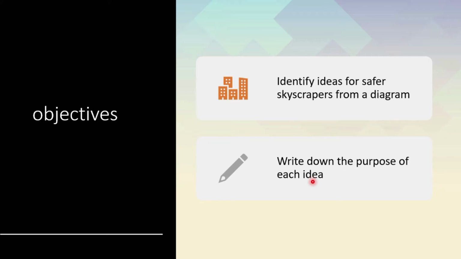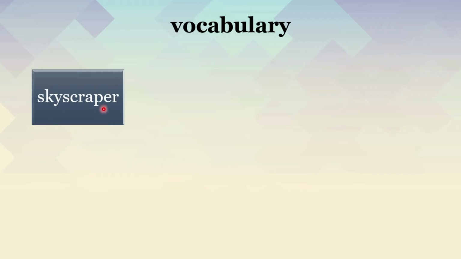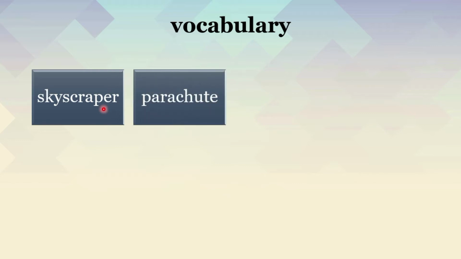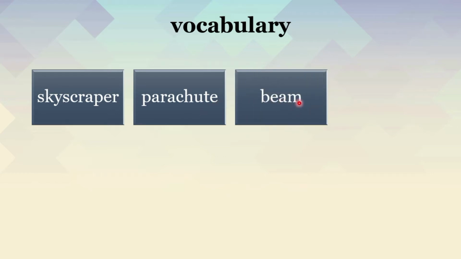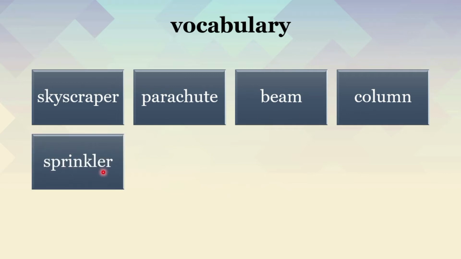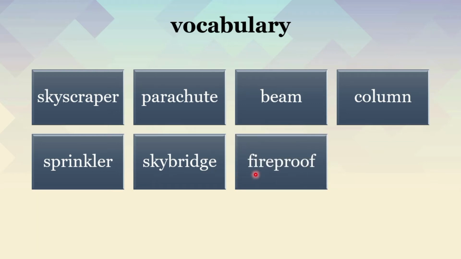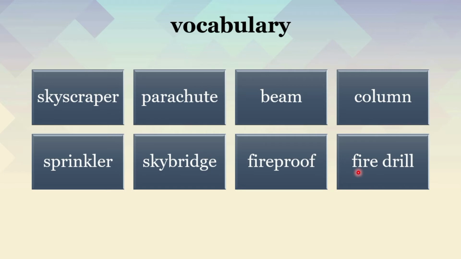So let's start with the vocabulary. We have skyscraper, parachute, beam, column, sprinkler, sky bridge, fireproof, and the last one, fire drill. Now we will take a look at them one by one.